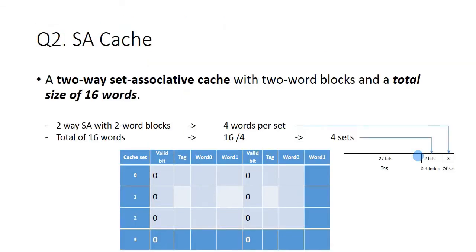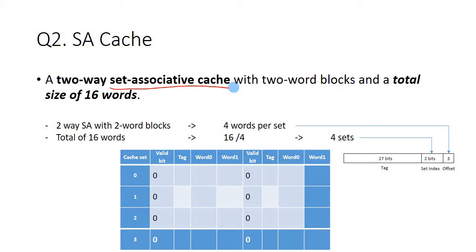The next question is a two-way set associative cache. So what is the main advantage of a set associative cache? A set associative cache helps us with temporal locality. That means if I'm accessing two different memory locations with different tag information that map to the same cache line, then I can keep both of this data, or multiple sets of this data, in the cache without having to continuously keep replacing it.